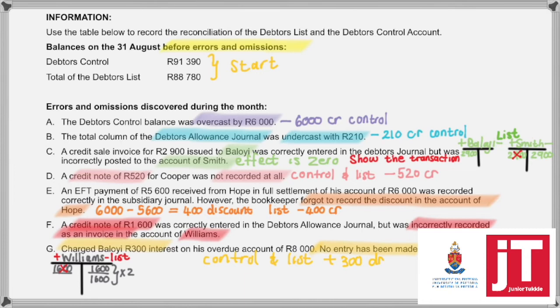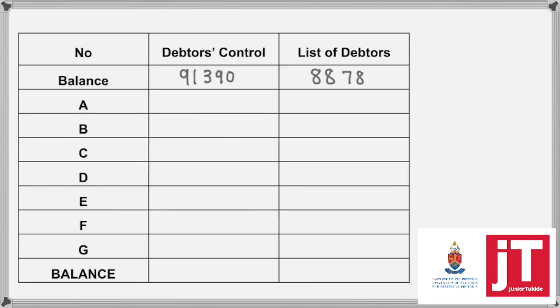So if we look at the table now, you start with the balances that they give you. The 91,390 Rand and the 88,780 Rand for the list. Transaction number A was where we had an overcost.